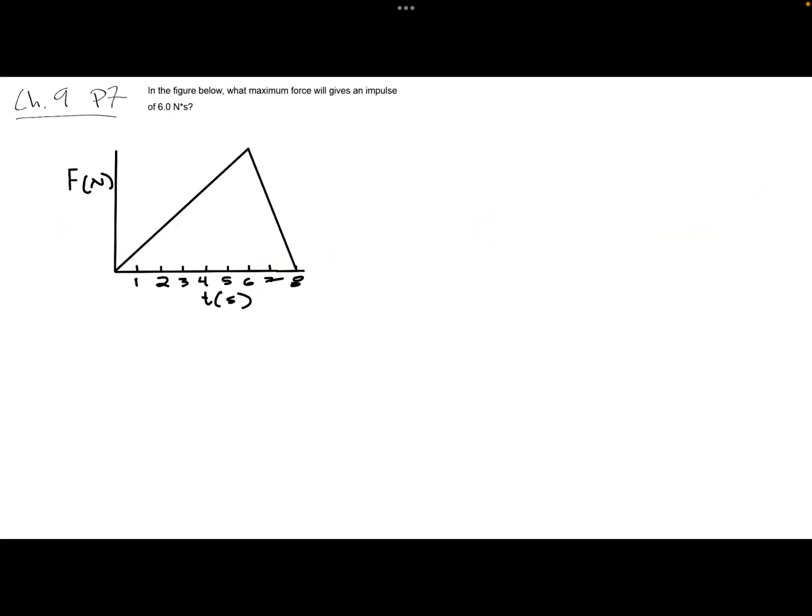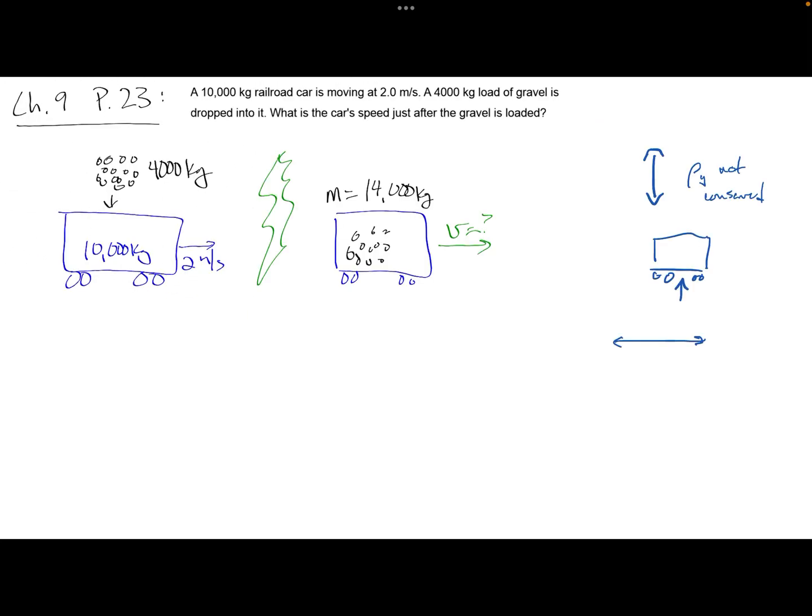So in the y dimension, oops, thank you, iPad. In the x dimension, momentum is conserved. All right. So what that means is that we can look just at the horizontal motion of these two things. Before the collision, the momentum of the railroad car, we'll call that object 1, is going to be its mass, 10,000 kilograms, times its velocity, 2 meters per second.